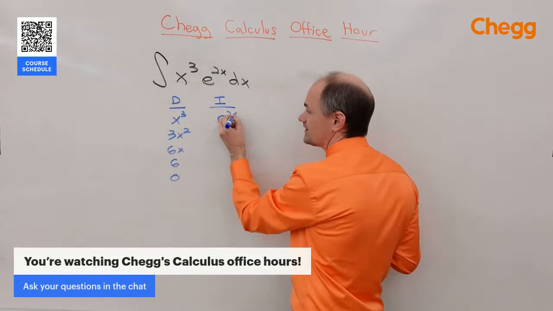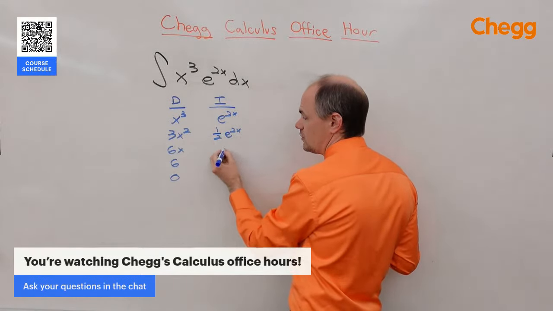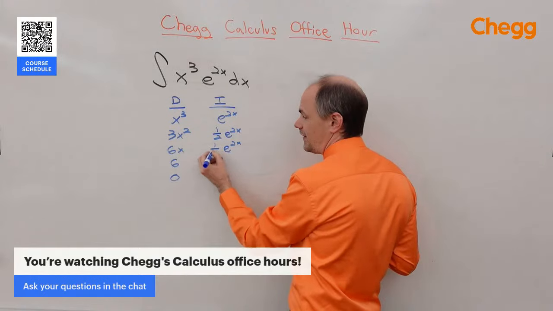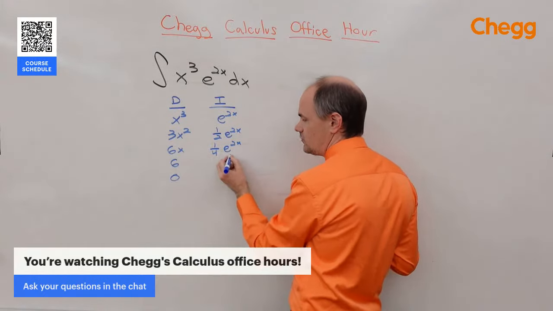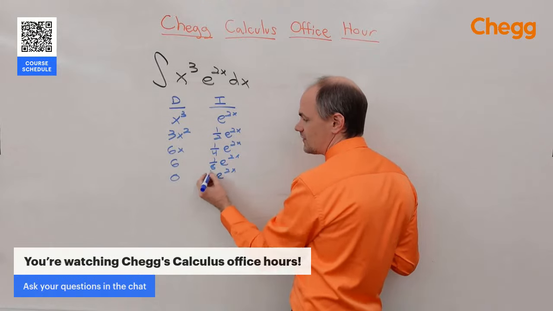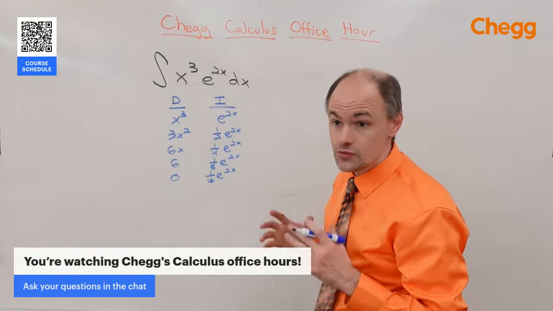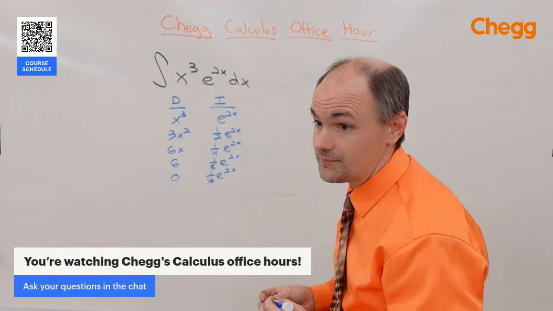So e to the 2x, its antiderivative is 1/2 e to the 2x, whose antiderivative is 1/4 e to the 2x, whose antiderivative is 1/8 e to the 2x, whose antiderivative is 1/16. Notice we have to divide by 2 each time to account for that exponent.